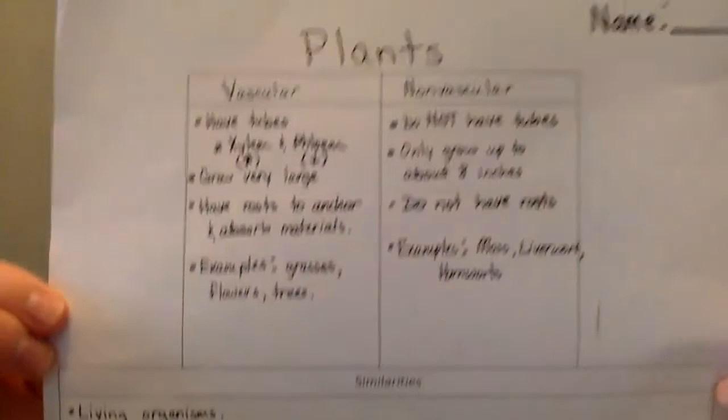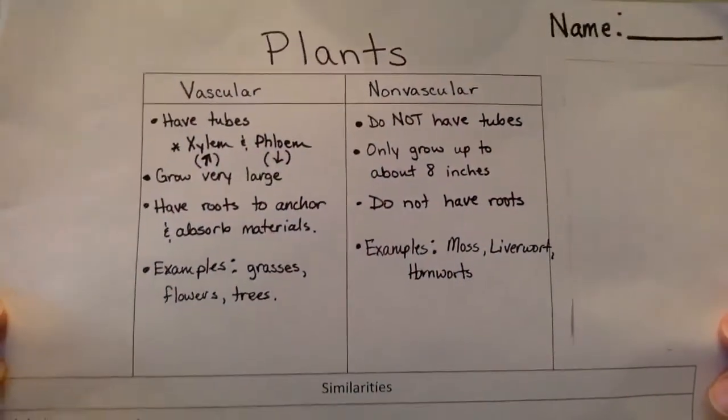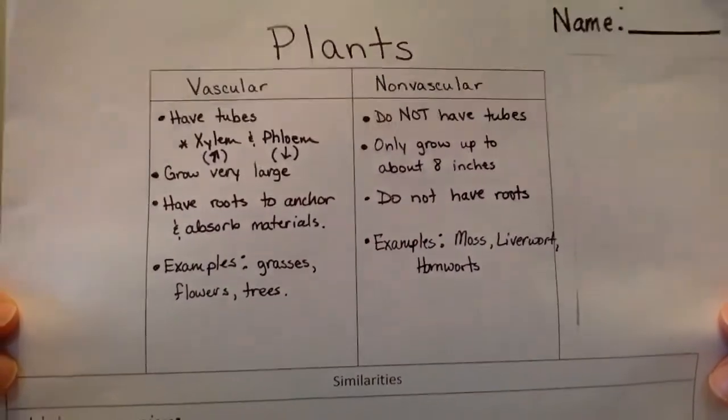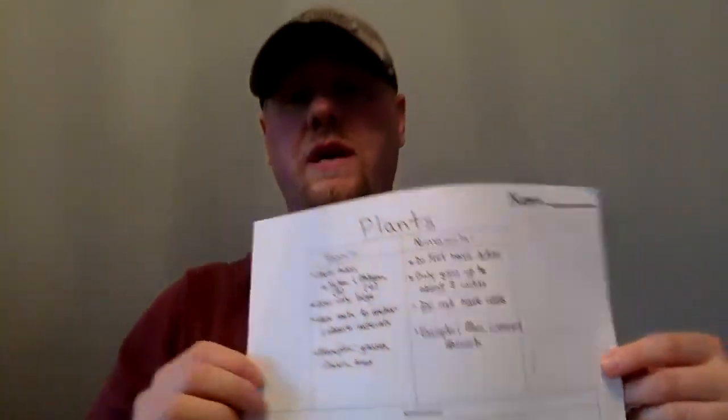So just a quick rundown. There we go. Some of the differences of our vascular and non-vascular plants, some of the similarities, and you guys can make sure that you get all those notes off the video here. Make sure that you guys fill out your organizers, take your notes however you need to, but make sure that you guys have that someplace that you can use, all right?